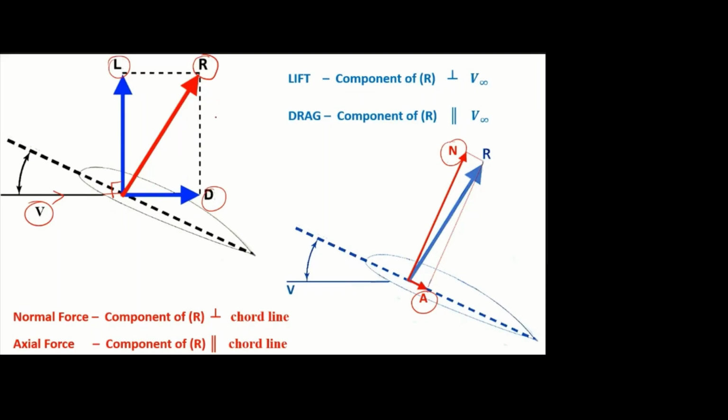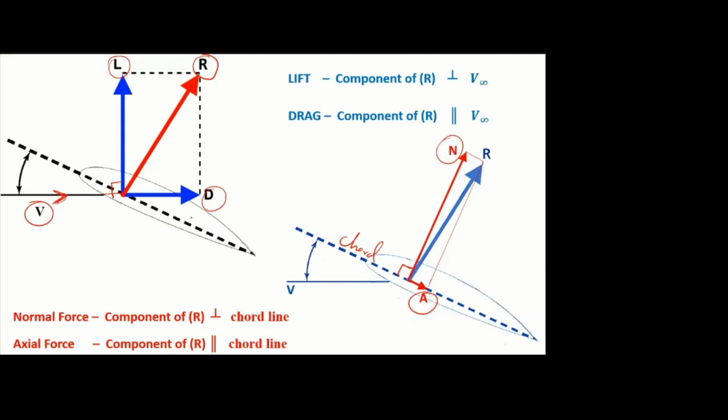So the resultant force we are resolving into lift and drag, or normal force and axial force, depending on our convenience. If you resolve this resultant force with respect to the free stream velocity, then it is lift and drag. And if you resolve this R with respect to the chord line, then the normal force will be normal to the chord line, and the axial force will be parallel to the chord line. Both are components of R. Is it clear? These are the four forces: lift and drag, normal force and axial force.